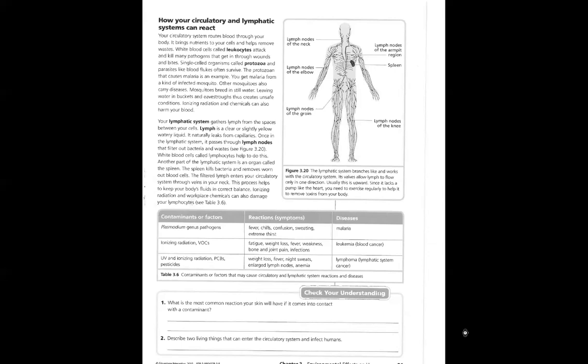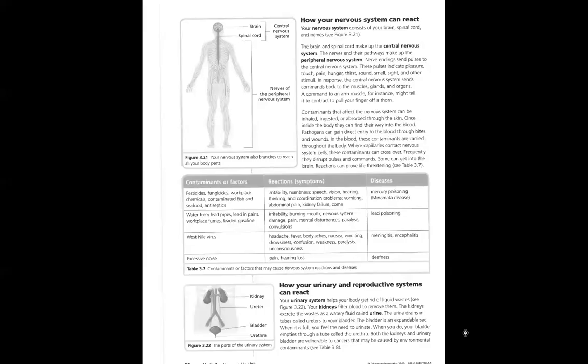Pathogens, remember, can be a virus, bacteria, protist, fungi, something like that. We gave some examples there of how the lymphatic system works with the circulatory system to fight off contaminants if they do get in, and how the nervous system can be affected by contaminants. All right, know a little bit about parts of the nervous system. And we talked about how your urinary and reproductive systems can react. Well, yes, I guess we did do both.